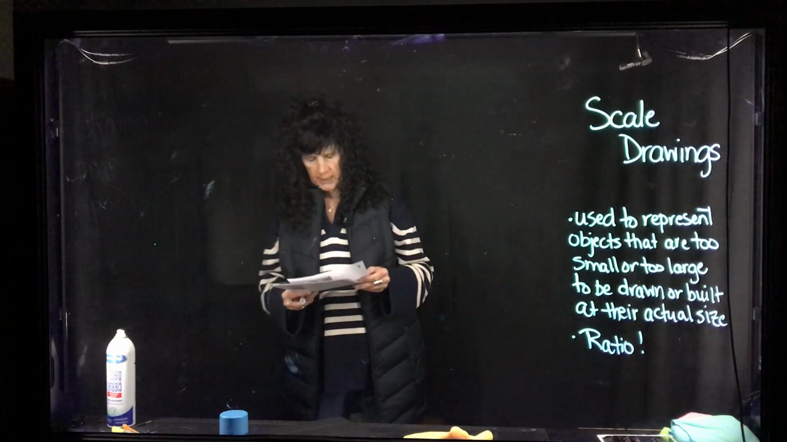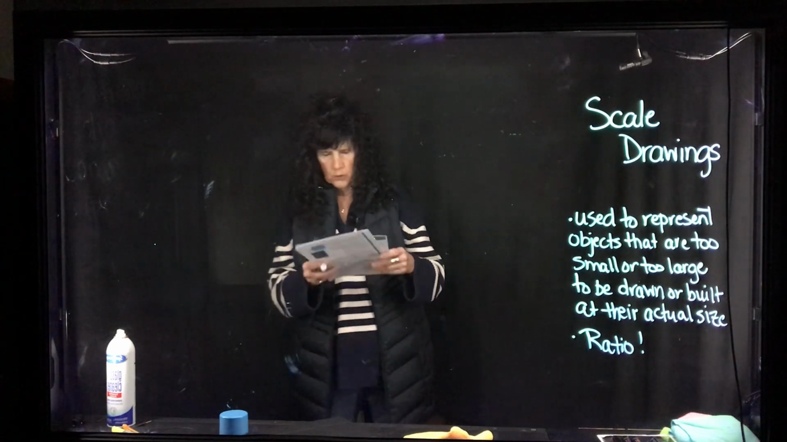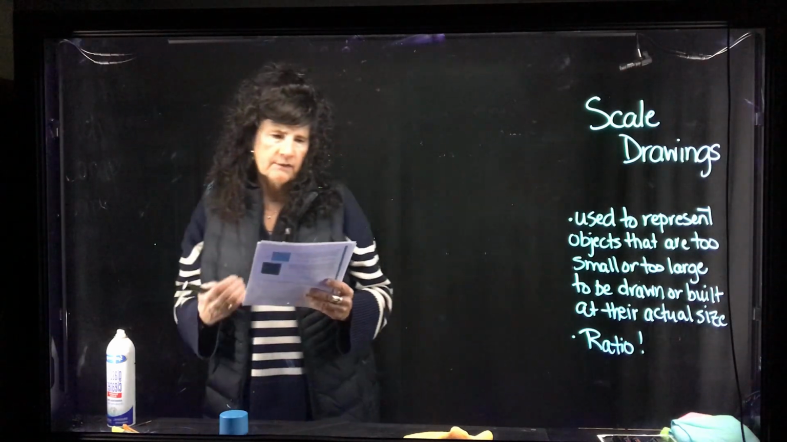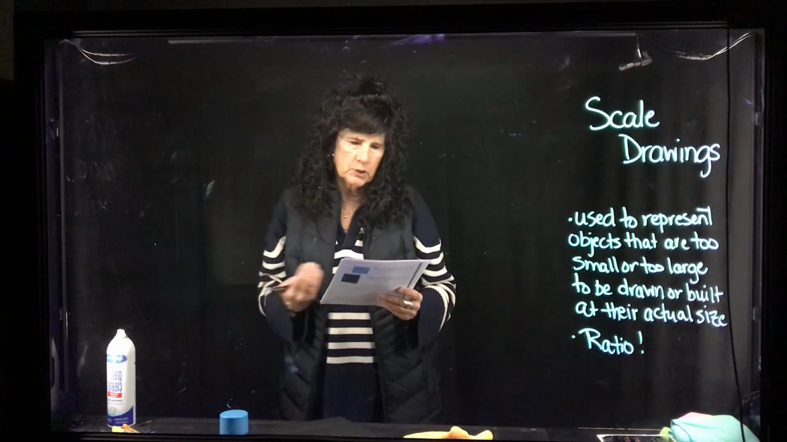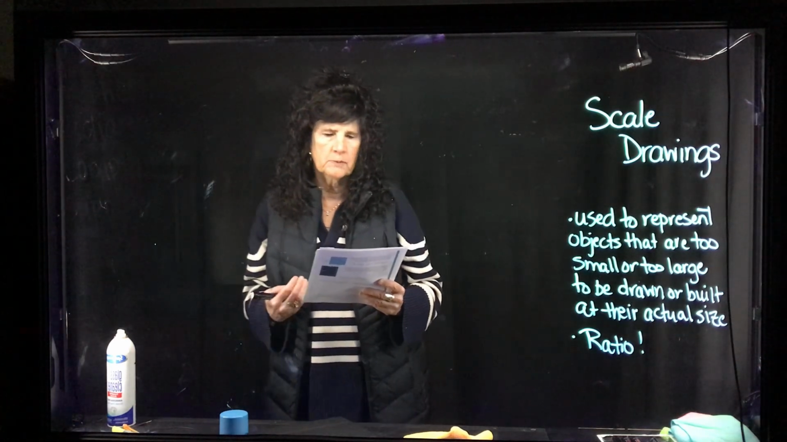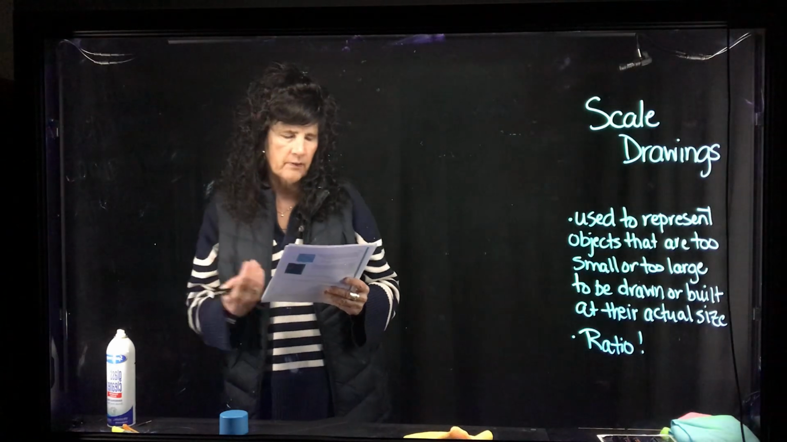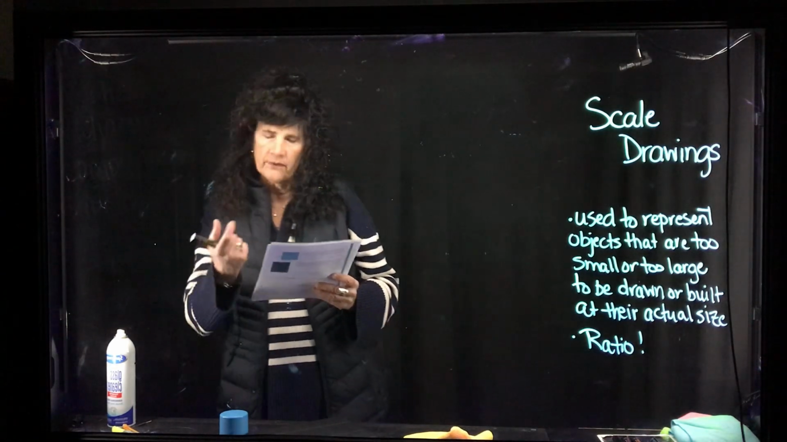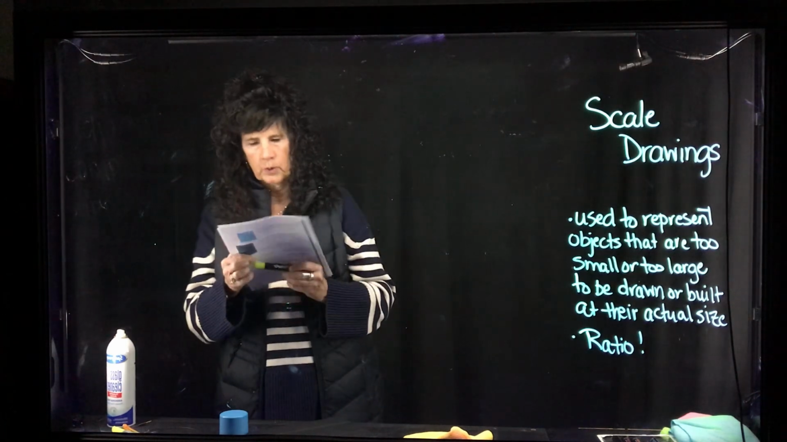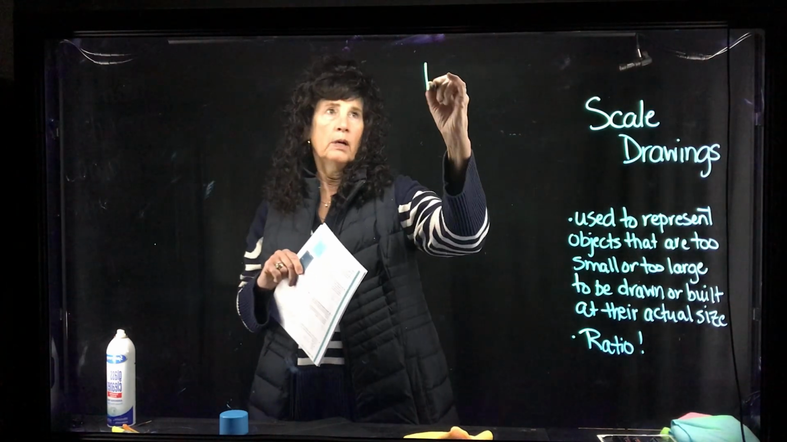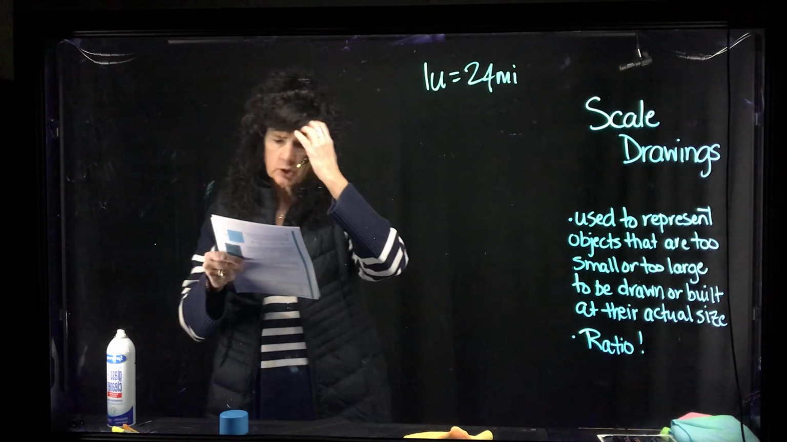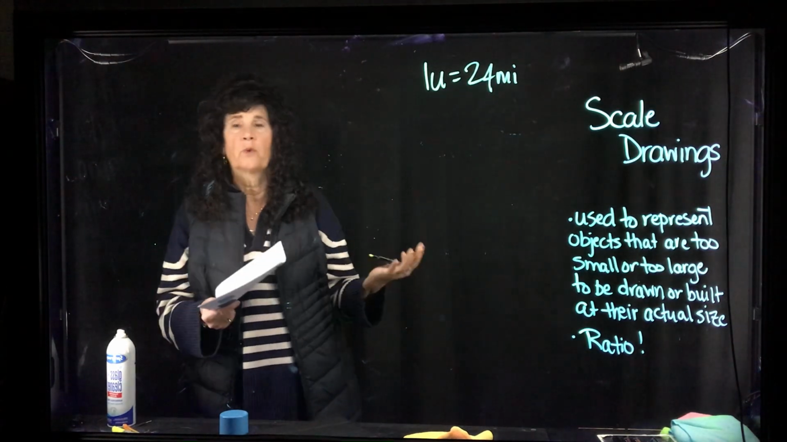If you start off by looking at page 412, I want you to look at example 1. It asks you to find the length or the distance between two towns. It says, use the scale to find the actual distance between Hagerstown and Annapolis on the map. And it tells you on the map that 1 unit is equal to 24 miles. So 1 unit is equal to 24 miles. And it tells you the distance between the two cities is 4 units.